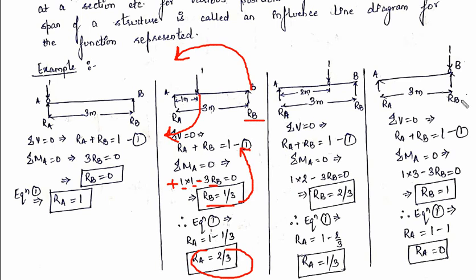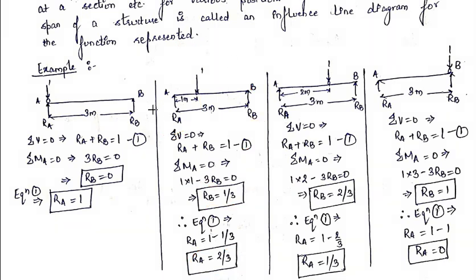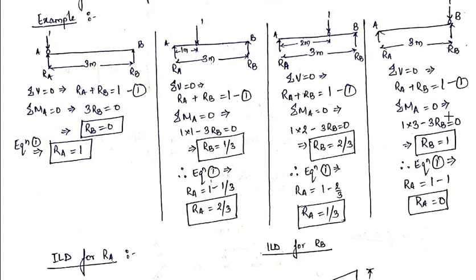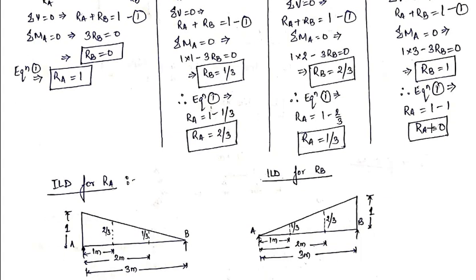Now let us consider the fourth case in which the load has reached the support B. For this condition, let us find out the values of Ra and Rb. The value of Ra will come out to be 0 and the value of Rb will come out to be 1. So for these four different conditions, we have now found out the values of Ra and Rb. Now let us plot these values. Let us first plot the values of Ra.